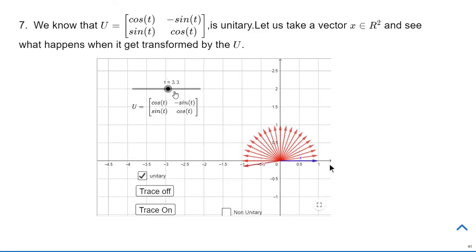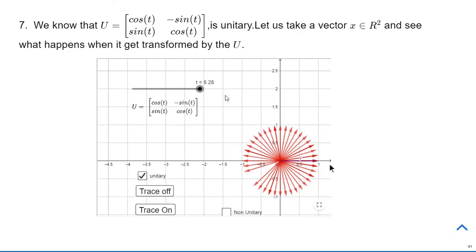If I complete this all the way up to 2 pi, you can see that the vector actually made one anti-clockwise rotation. You can see that it also preserves the length of the vector. Now we have visually demonstrated that yes, it preserves the length of the vector.